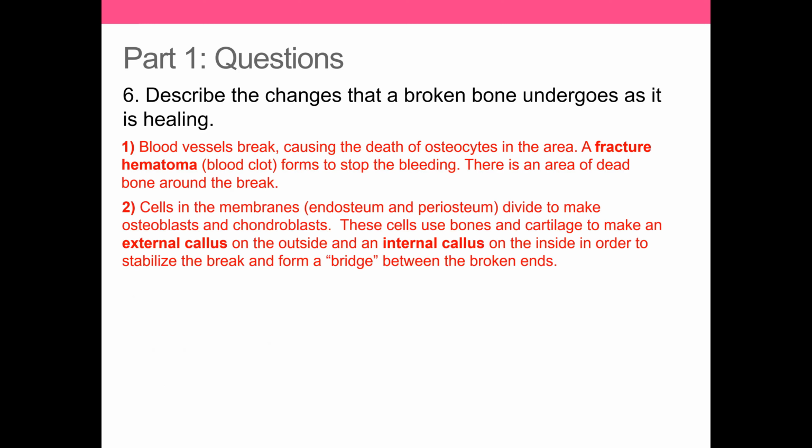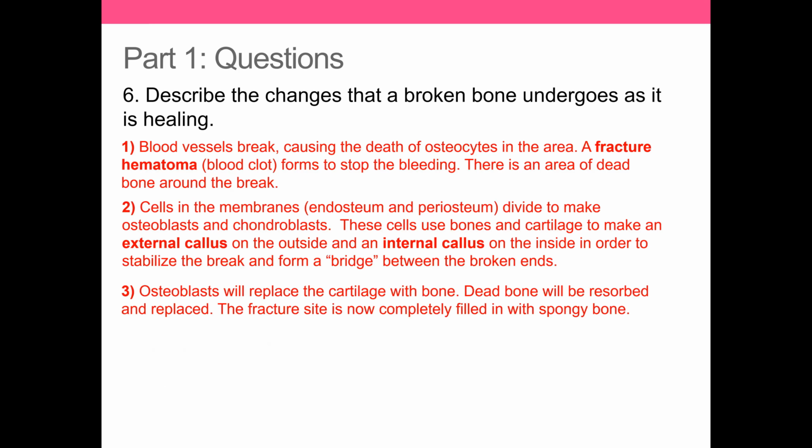Cells in the membranes, which are the endosteum and periosteum, divide to make osteoblasts and chondroblasts. These cells use bones and cartilage to make a linkage between the broken ends of the bone. There will be both an external callus on the outside and an internal callus on the inside. These will stabilize the break and form a bridge between the two broken ends.